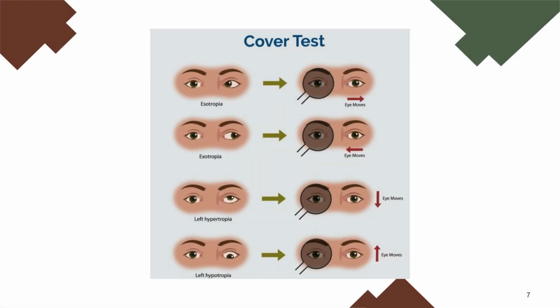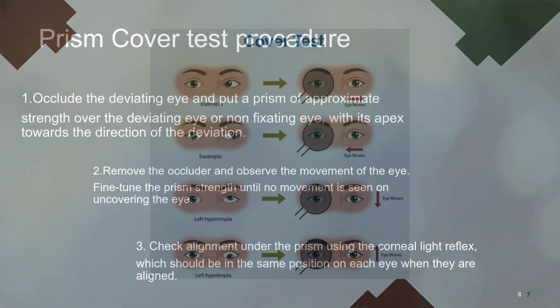Eye movement interpretation during the cover test. When covering one eye, if the uncovered eye moves outward, esotropia. When covering one eye, if the uncovered eye moves inward, exotropia. When covering one eye, if the uncovered eye moves downward, hypertropia. When covering one eye, if the uncovered eye moves upward, hypertropia.